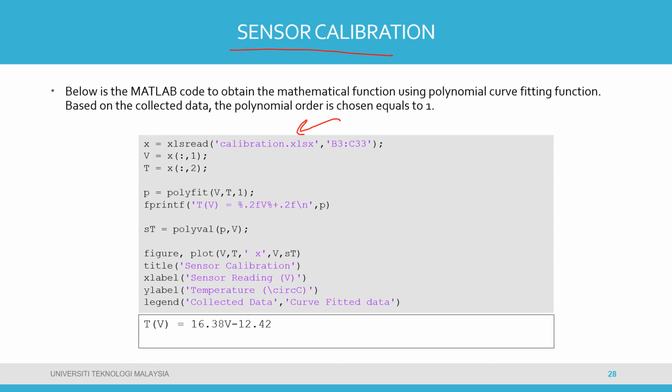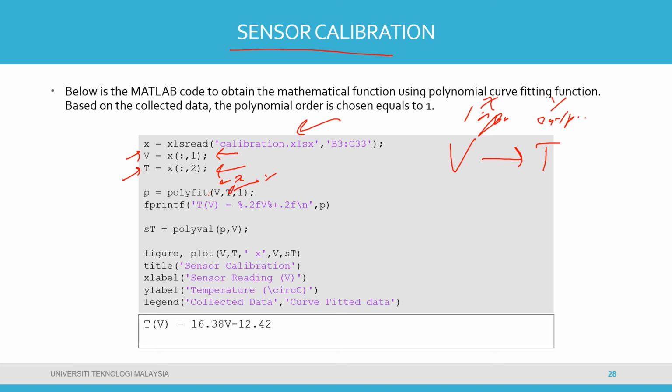Okay, I don't have the data, so you have to call it and you take the data. You have voltage and temperature and you polyfit it. Voltage, because you want to convert voltage to temperature, basically output and input. So this is X, this is Y. That's why you have to put the input first, X, and then Y.